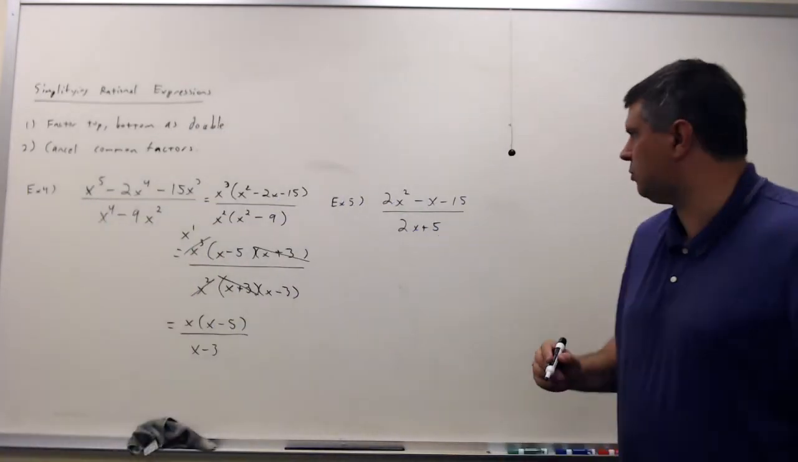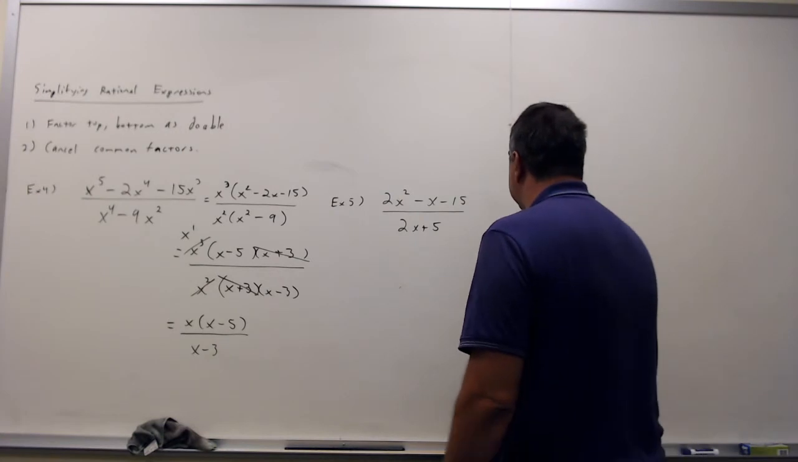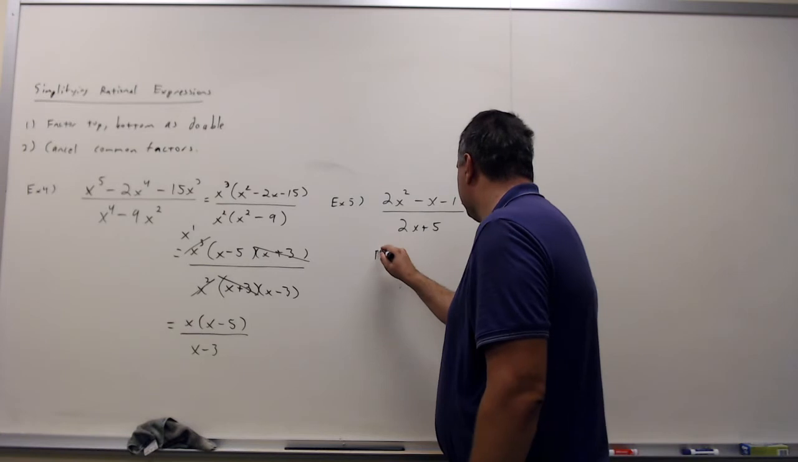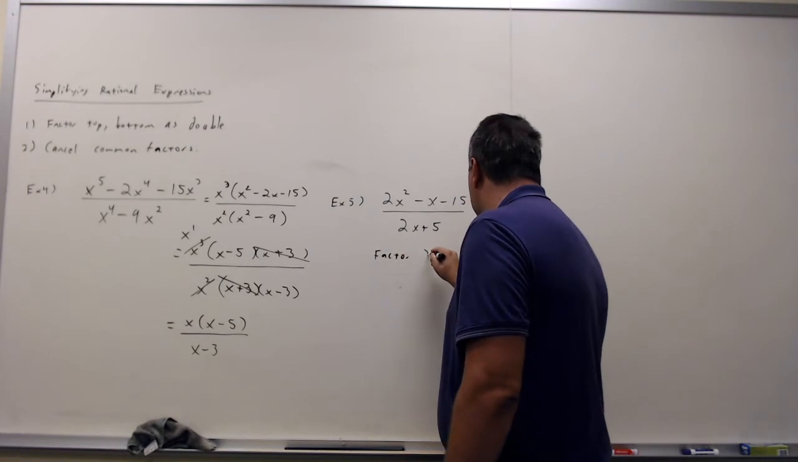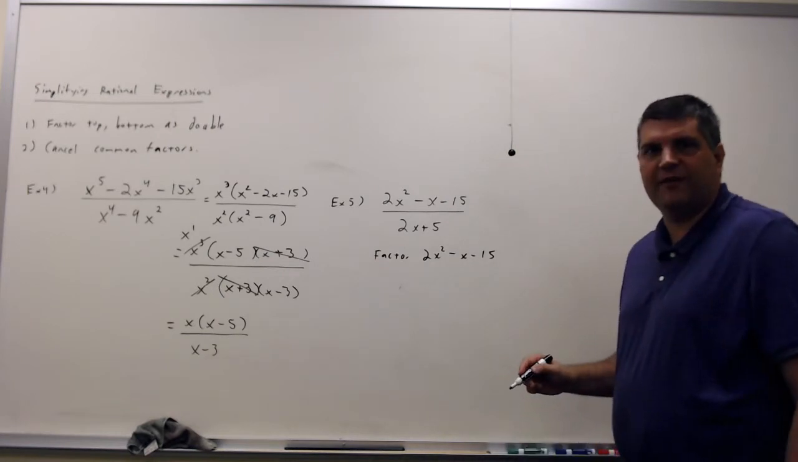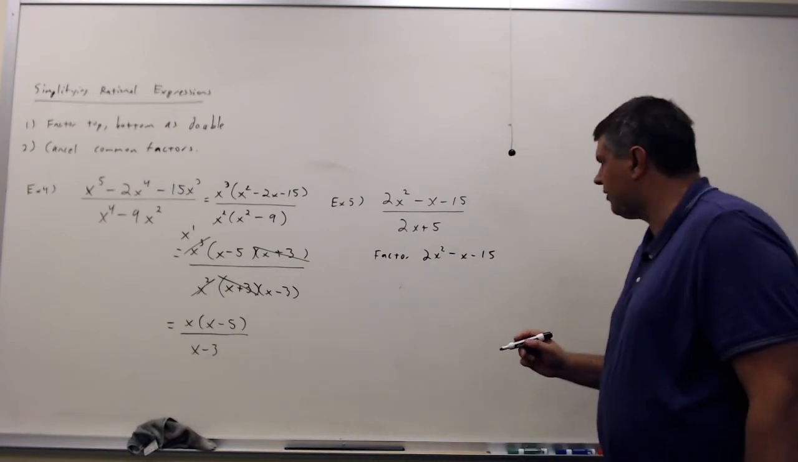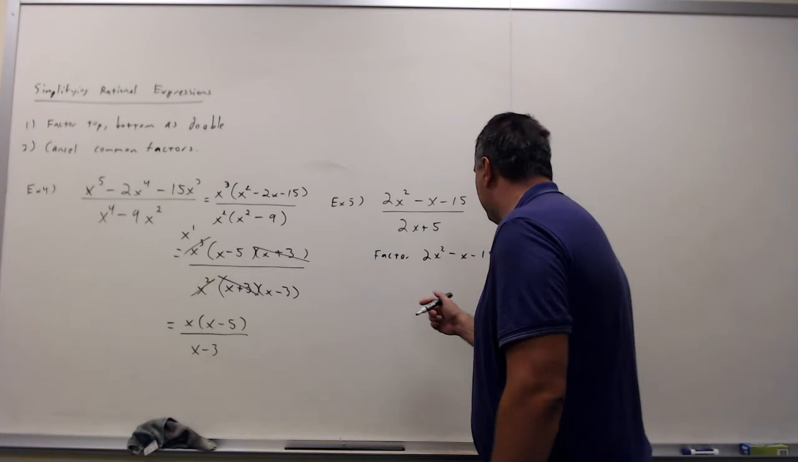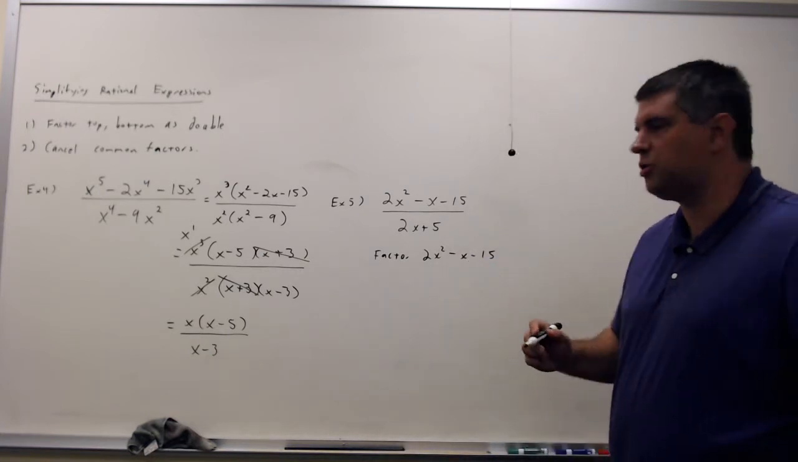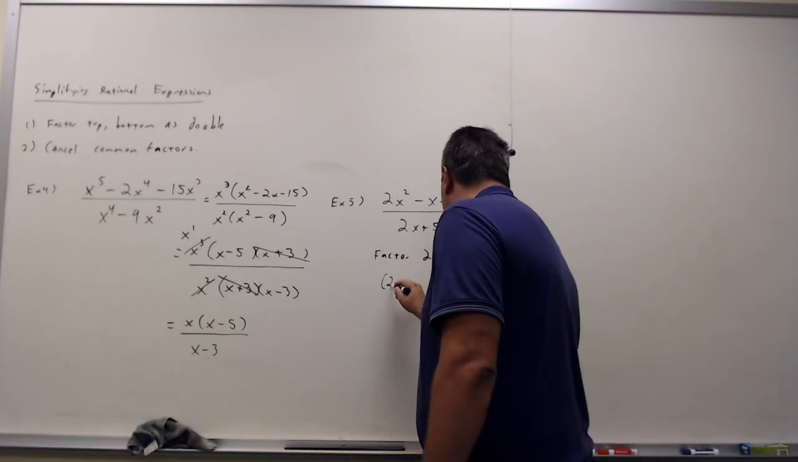Okay, now for this one, the 2x plus 5 is prime. But we will factor 2x squared minus x minus 15. I have a different factoring method than what's normal for these types of trinomials. First of all, 2 is not a common factor. So the method I use is to start with 2x and 2x.